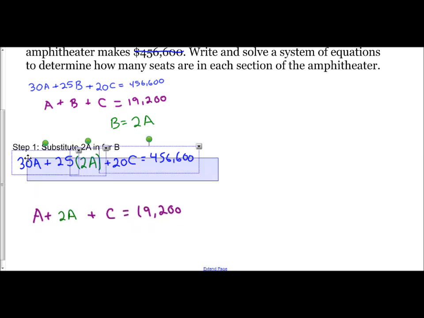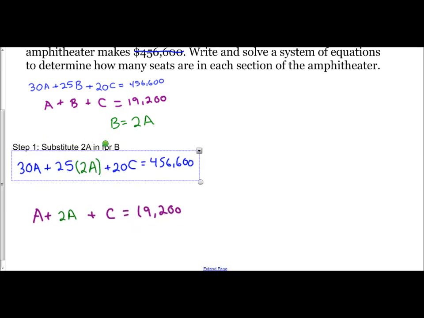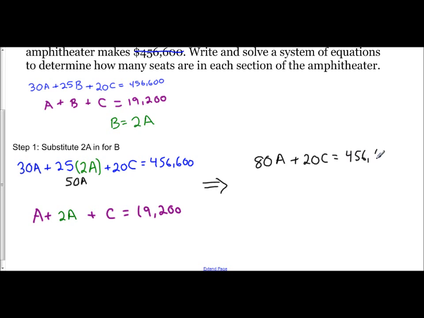I'll do the quick math underneath, and then we'll fix it. 25 times 2a is 50a. And so if I want to create my new system from this, I'm going to have 30a plus 50a, which is 80a, plus 20c equals 456,600.